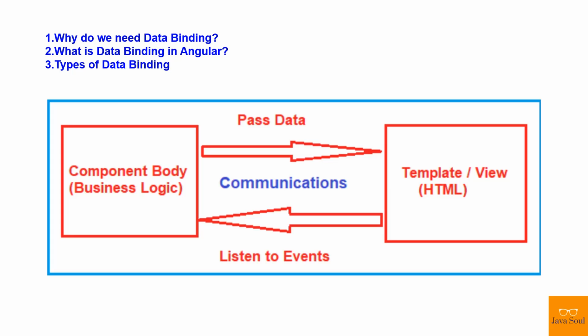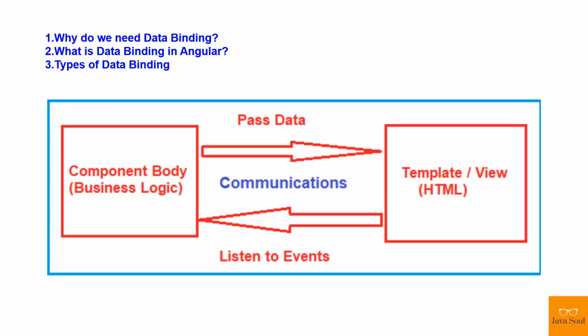There are two types of data binding. The first one is one-way data binding, and the other one is two-way data binding. In one-way data binding, whenever you make a change in the state, it affects the view. That is, whenever you make a change in a component, the change will affect the view, or if you make a change in the view, the change will affect the component. So it's called one-way data binding.